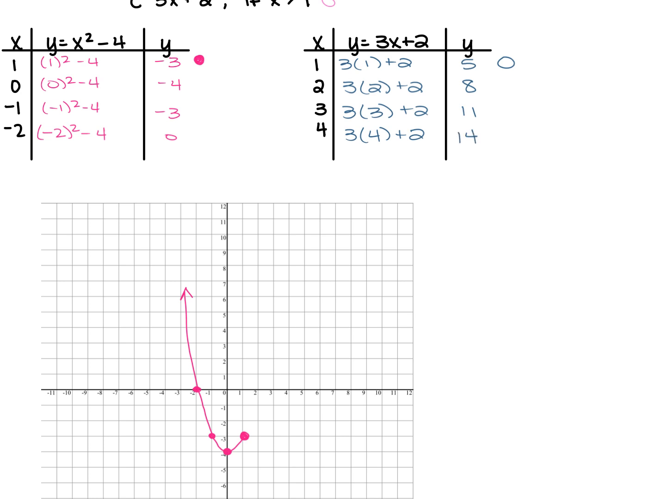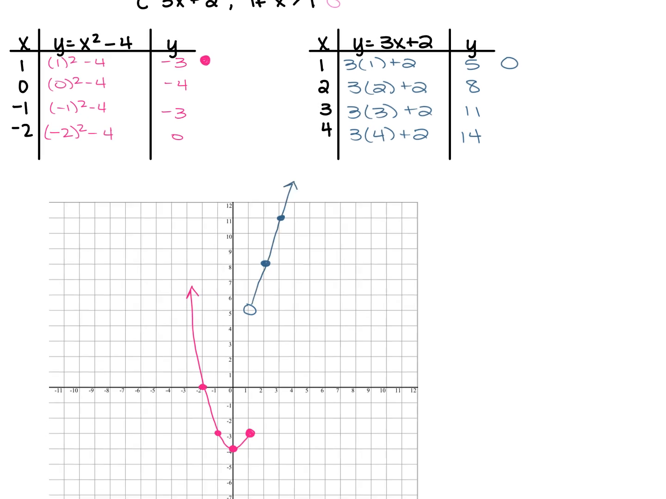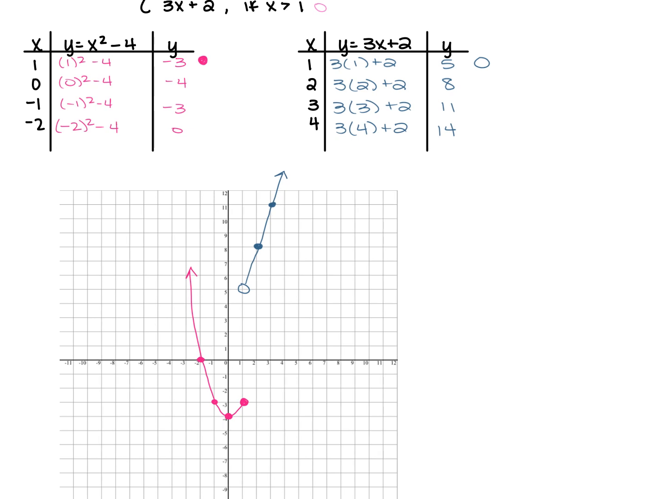So we're going to have an open circle at 1, 5. That's going to be here. Then we have 2, 8, and 3, 11. And then 4, 14 is not shown. So we're just going to draw our line through, and that gives us our piecewise function.